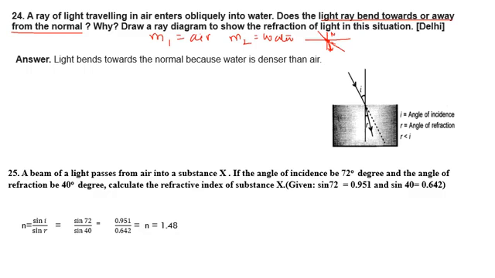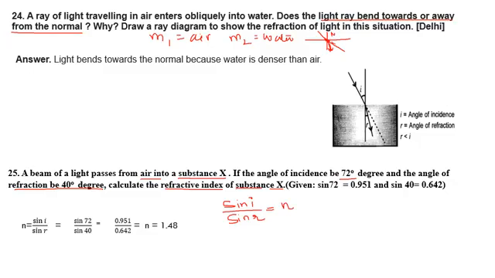When a beam of light passes from air into a substance X, and the angle of incidence is 72 degrees and the angle of refraction is 40 degrees, so they have given the angle of incidence and angle of refraction. Calculate the refractive index of substance X. So in this case, when the angle of incidence and the angle of refraction are given, we have to use the formula sin i upon sin r, which is equal to the refractive index.